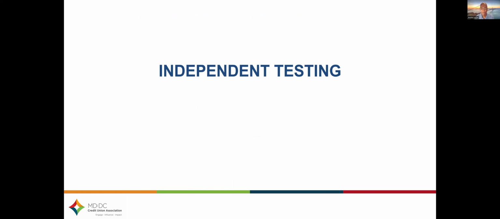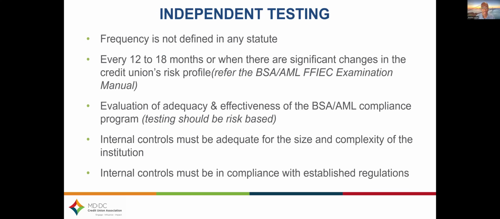Your BSA program must be tested. Now, independent testing, there's no frequency as to how often it should be done. No statute tells you this should be done every 6 months, every year, every 2 years, 3 years, whatever the case might be. However, if you look in the BSA AML FFIEC examination manual, it will tell you every 12 to 18 months, or if there are any significant changes to your risk level. Or if you've had an unsatisfactory BSA AML audit, you're not going to go 18 months before you have another one. Believe me. Examiners will not allow that to happen, but make sure that you're doing it at least every 12 to 18 months. I recommend annually. Some of your third-party providers will do it annually for you, depending on who you use. So I recommend annually.